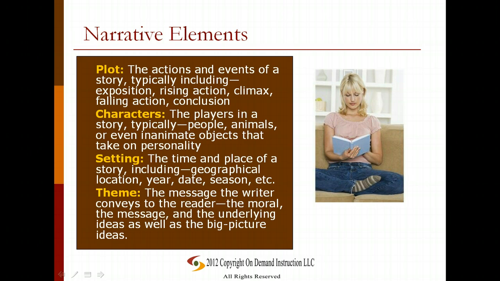And then with theme, you may find a wide variety of different kinds of themes that are included in an individual story. Memoirs would be included. These are the message from the writer to the reader, the moral of the story, the underlying big picture that's being communicated to the reader.